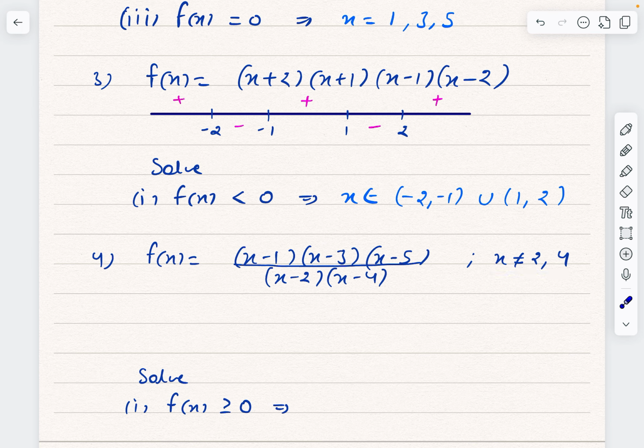Now, what about the roots, the number line? So I just change the terminology here. Till now I was using the term roots, but I'll not use the term roots right now because that will not be correct. I'll use the term critical points.